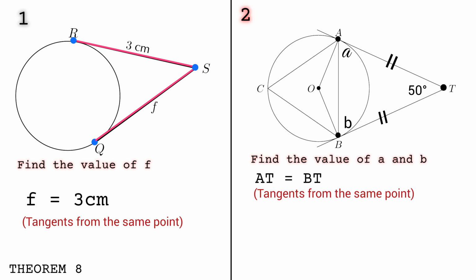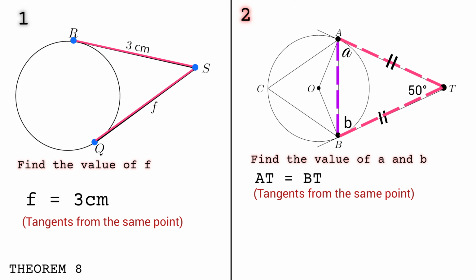We have a triangle ABT. And we know that these two sides of this triangle are equal. The properties of an isosceles triangle are two sides are equal and the base angles are equal. So this angle is equal to this angle.